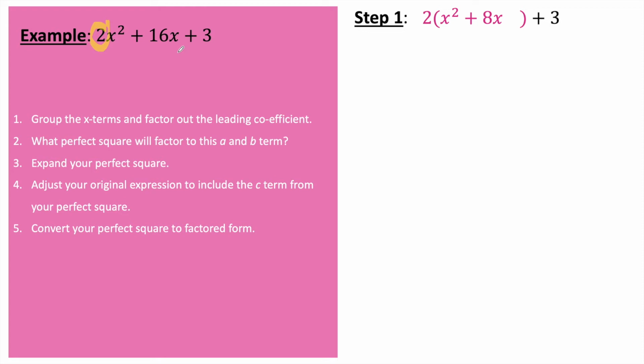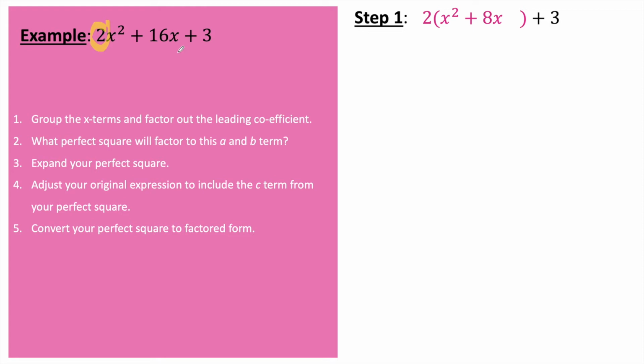The 2 is being multiplied by the sum of x squared and 8x, not multiplied by my 3. So my 3 does not change. If I were to redistribute my 2, I would end up back at 2x squared plus 16x. 2 times 8 is, of course, 16.